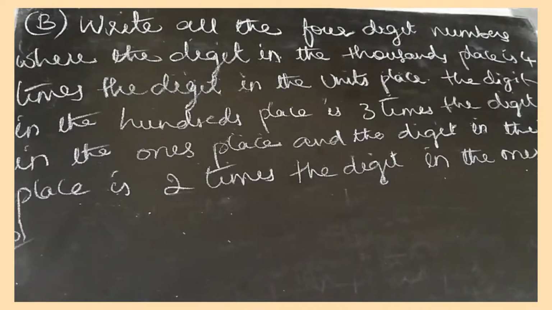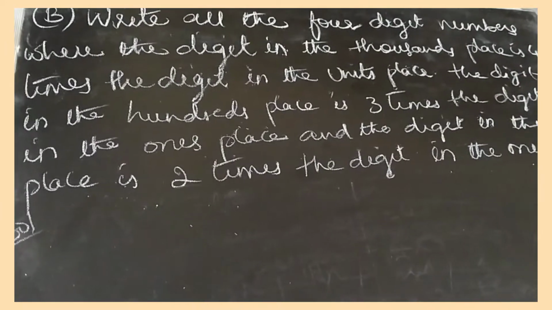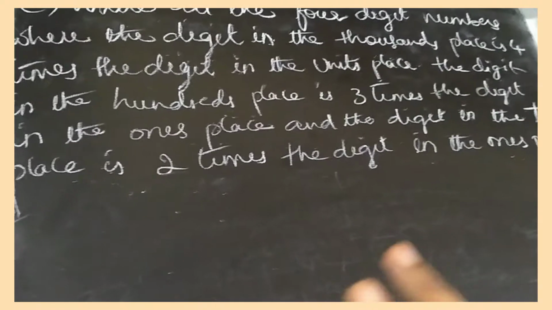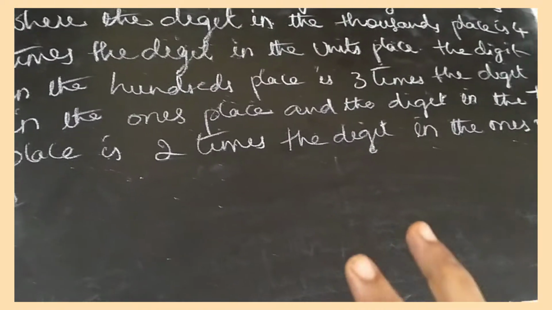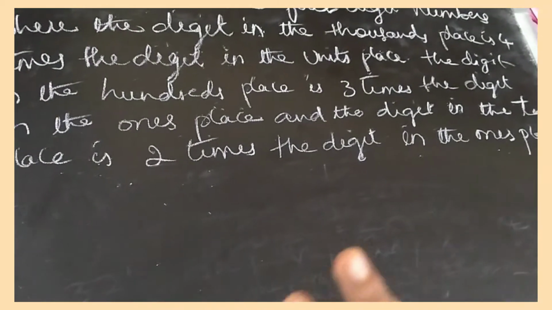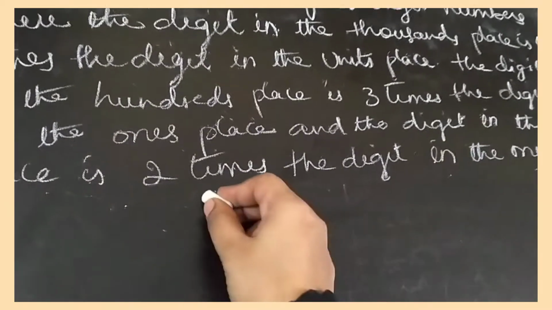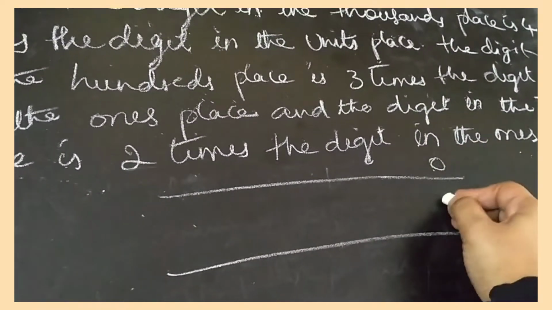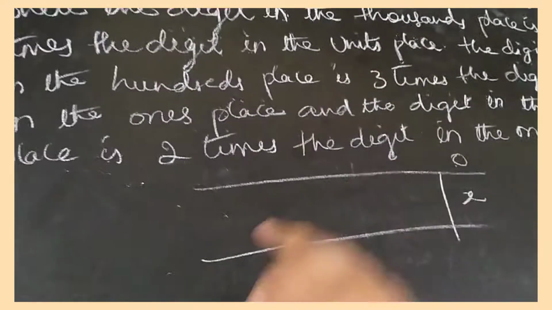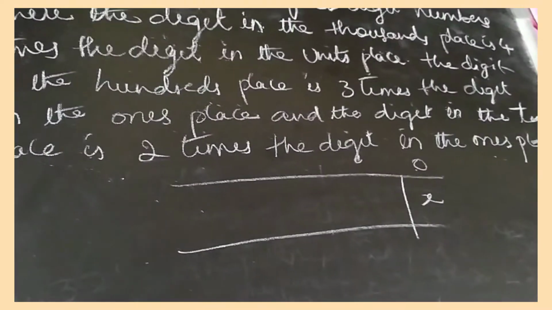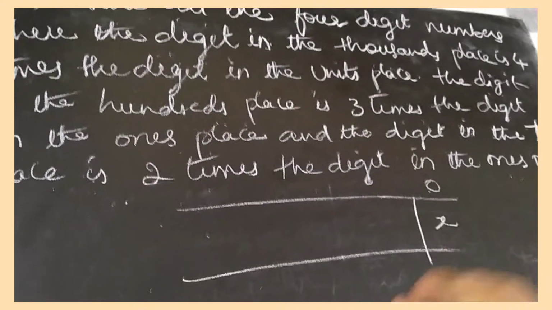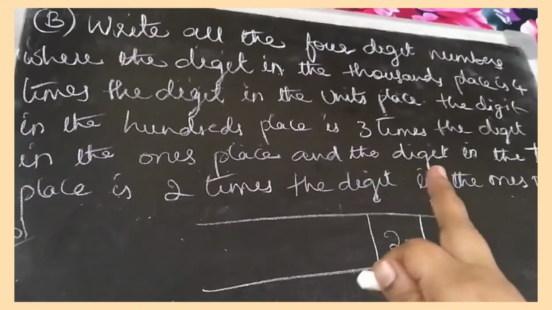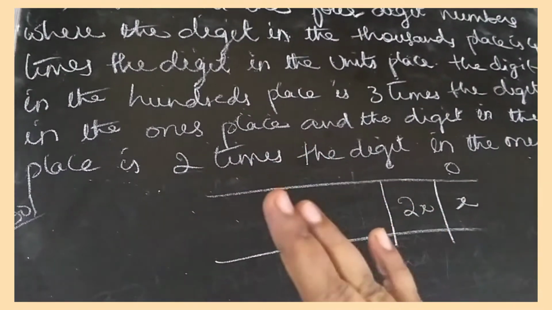The next one is write all the 4-digit numbers where the digit in the thousands place is 4 times the digit in the ones place, the digit in the hundreds place is 3 times the digit in the ones place, and the digit in the tens place is 2 times the digit in the ones place. That means no number is given in the ones place, so we take it as x. In the tens place we have 2 times x, that is 2x. Then 3 times the digit in the ones place.